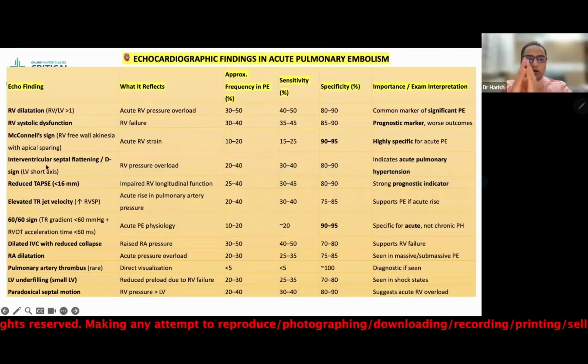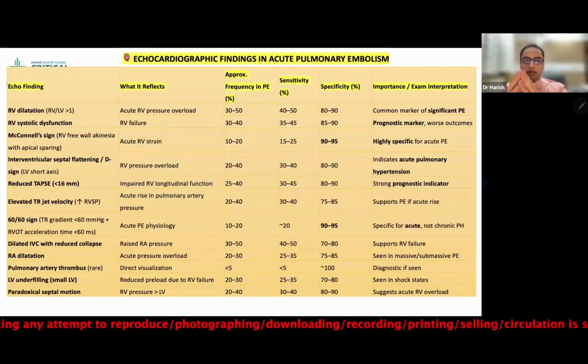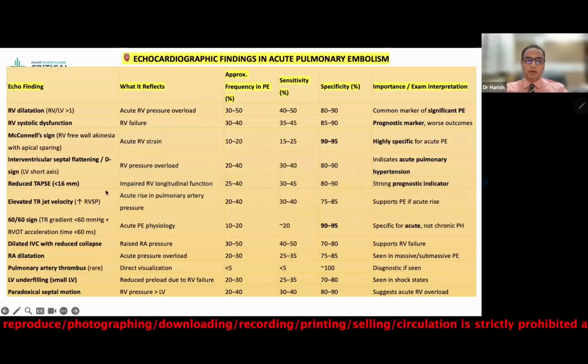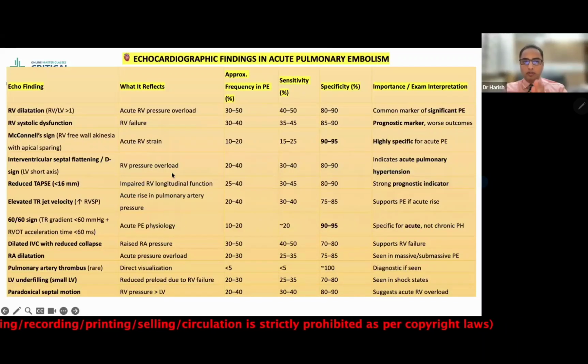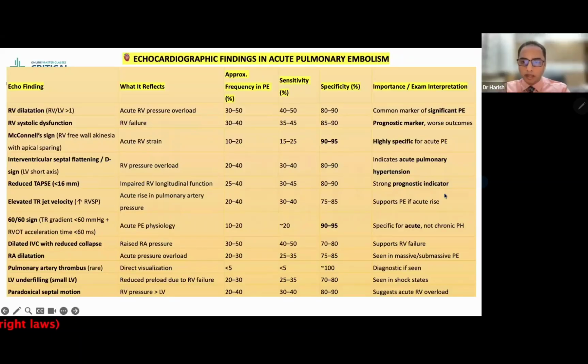So then we have interventricular septal flattening, that is a D sign. In the left ventricle short axis, we can get this D sign. So RV pressure load is the one which causes this D-shaped septal flattening. Again, it is around 22%, 20 to 40% we can see, and it indicates acute pulmonary hypertension.